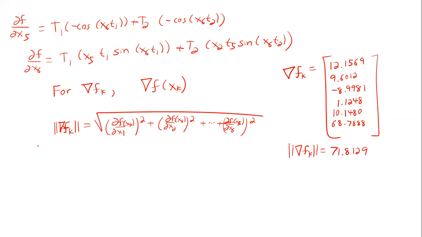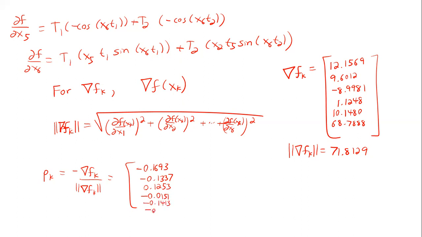So with those two things, I'm able to then get pk is equal to negative del fk over the norm of del fk, which is equal to negative 0.1693, negative 0.1337, 0.1253, negative 0.0151, negative 0.1413, negative 0.9579. And so this is our pk. And so good for us. So far we got our steepest descent direction.